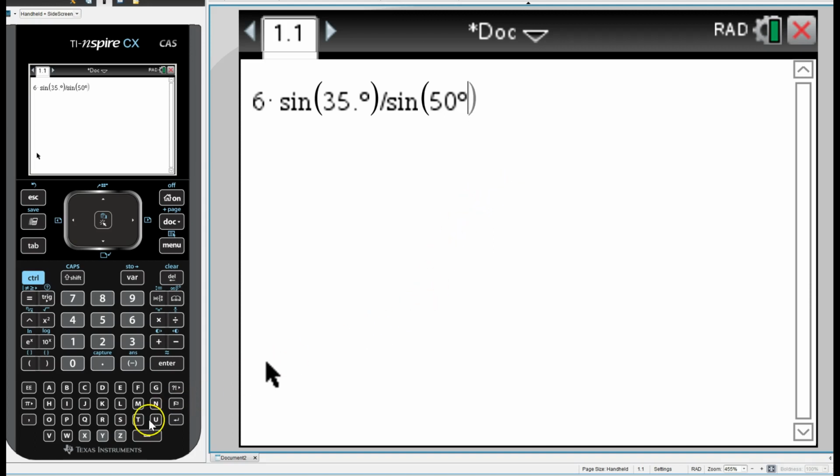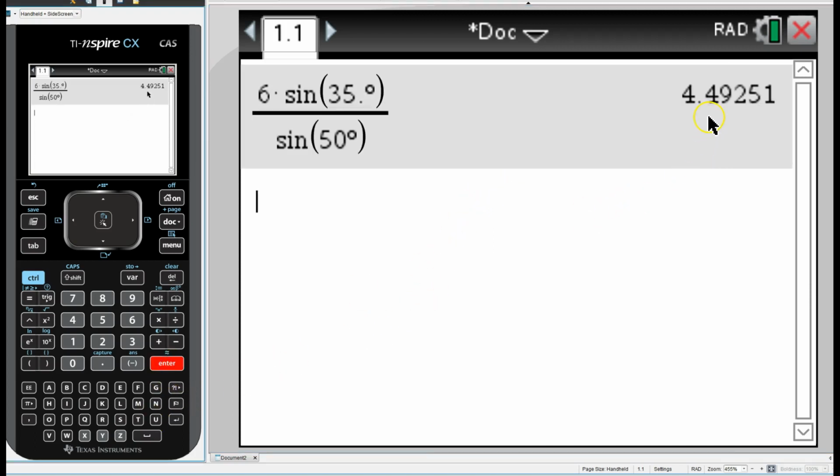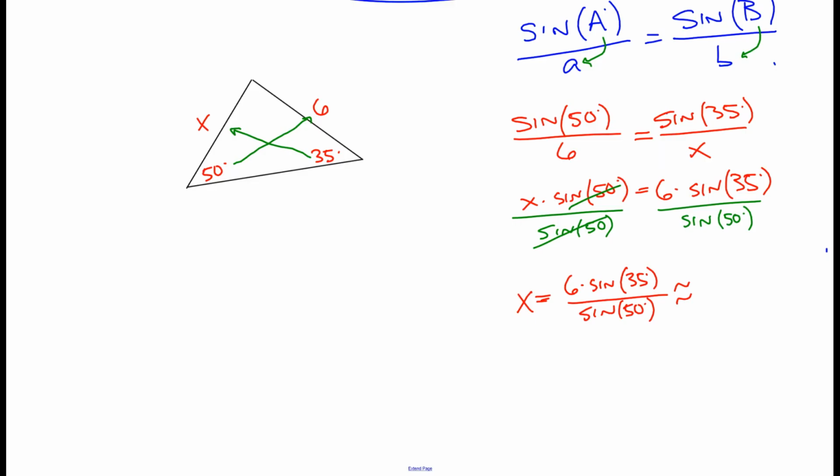And we grip it and rip it in the calculator, and we get an answer of 4.4925. So we're going to just call that 4.49. And there's our answer. 4.49 is the value of x.